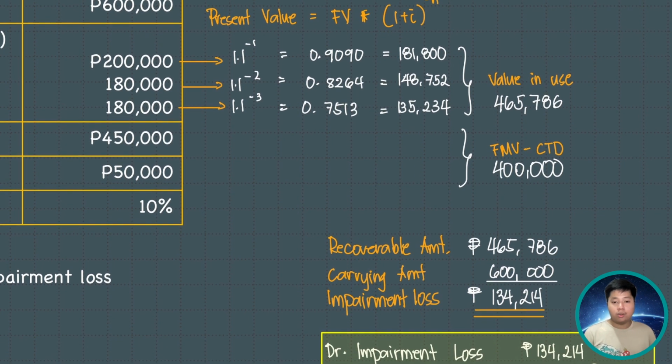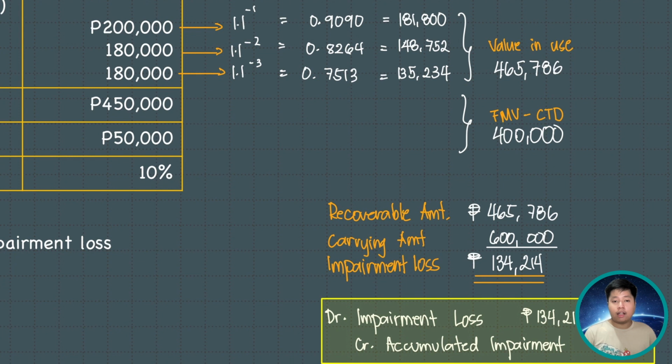Since the value in use is higher than the fair market value less cost of disposal, the VIU will be our basis for our recoverable amount. Then we will deduct the carrying amount of 600,000 from the recoverable amount. We will get an impairment loss of 134,214 pesos. The same journal entry will be applied just like what we did in illustration number 1.